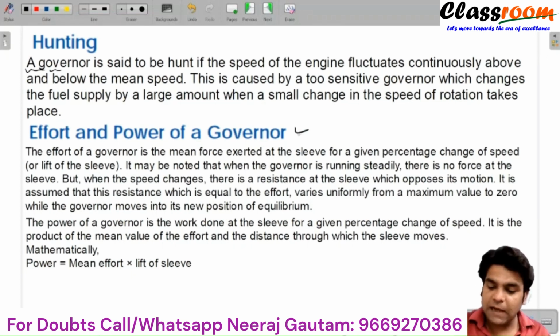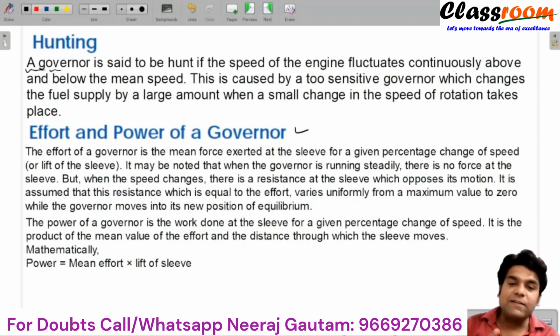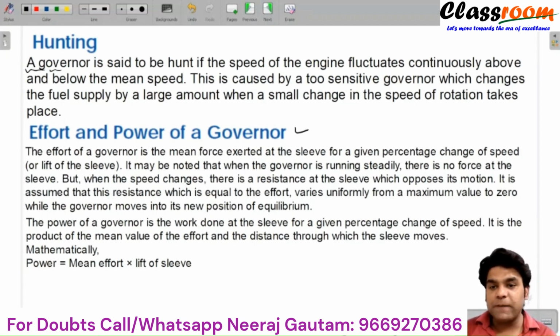Next is effort and power of a governor. The effort of a governor is the mean force exerted at the sleeve for a given percentage change in the speed or lift of the sleeve. That means for a given lift or change in the speed, the mean force exerted on the sleeve is called the effort of the governor.